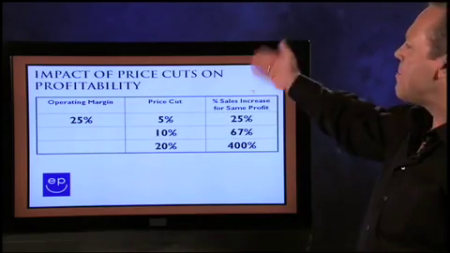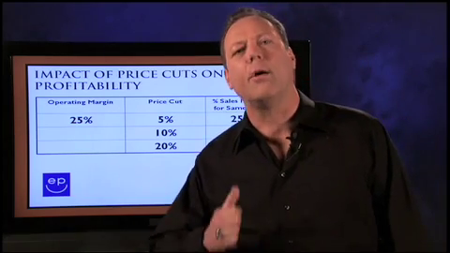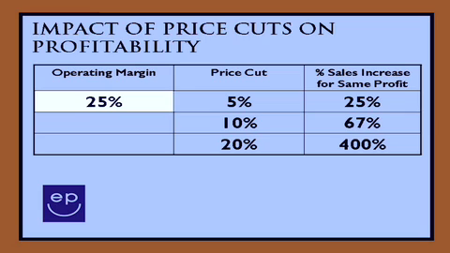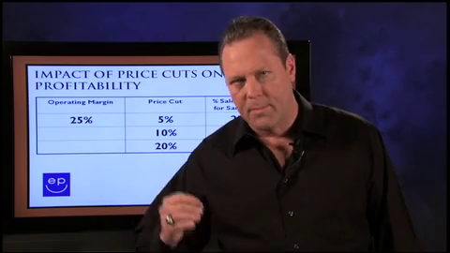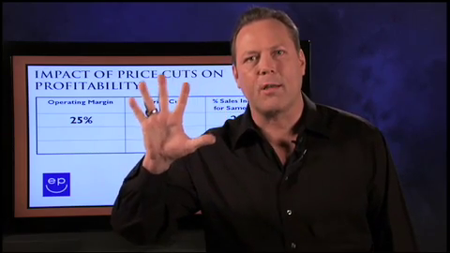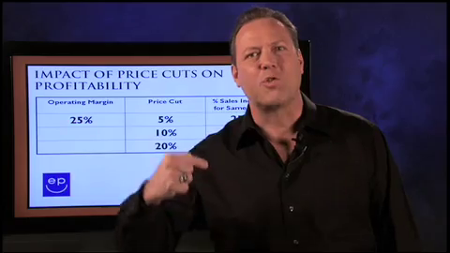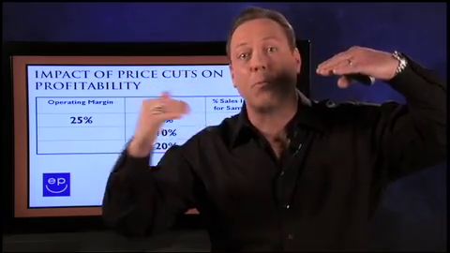First of all, the impact of price cuts on profitability. Let's say that your operating margin is 25%. Now, that's a healthy margin. I agree, that is. If your operating margin is 25% and you cut your prices by 5%, you have to increase your sales by 25% to make the same number of dollars of profit prior to cutting the price. So a 5% cut in price means you have to sell 25% more to have the same number of dollars as you had before the price cut.